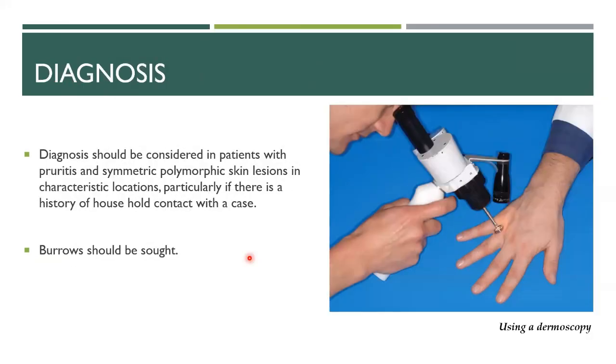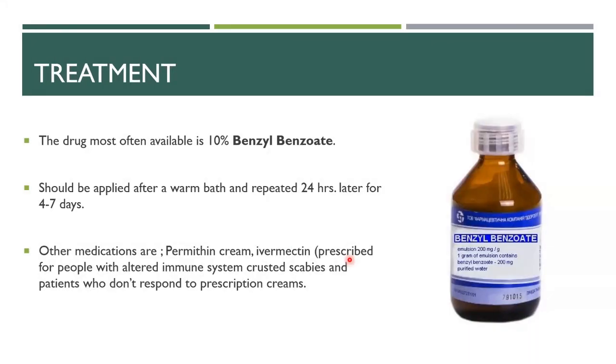So diagnosis is quite simple. You can use clinical features, basically the rashes you have seen in the classical areas, but observation can also be done to actually see the burrow. Dermoscopy is sometimes done to see it, but in most cases it is sufficient to look at the characteristic feature of the rashes. The treatment of choice is benzyl benzoate, which should be applied after a warm bath and then repeated after 24 hours. However, other medications like permethrin cream are used, even permethrin-based soaps, and ivermectin can also be really useful.